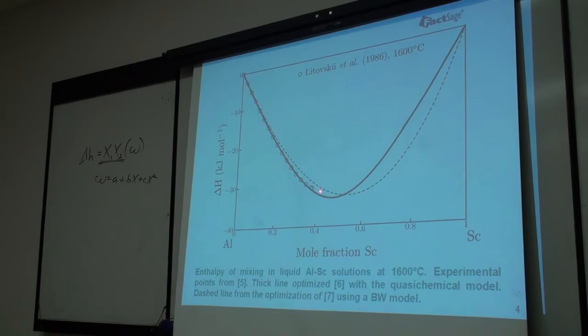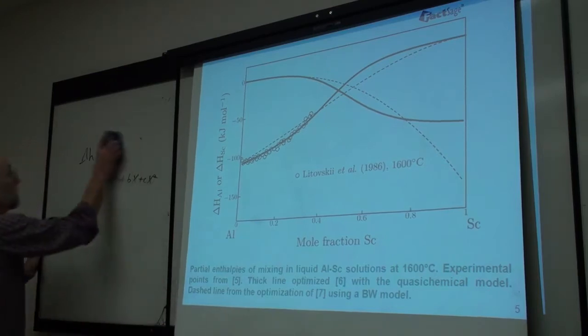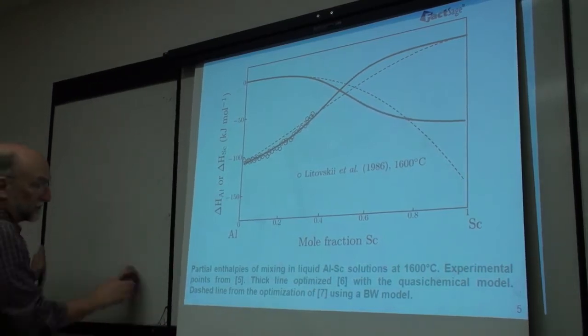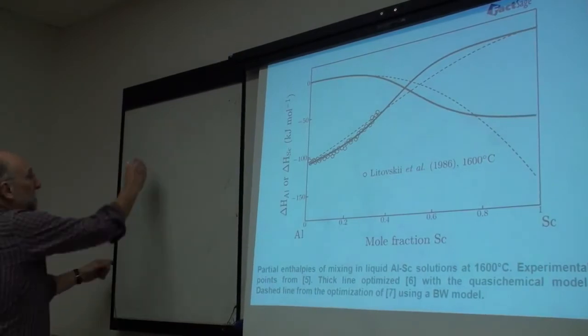Now this is not as short-range ordered as the aluminum calcium. You can see the data are more rounded, but clearly you still can't get such a good fit. But let's look at some of the other things. This is typical, that was your integral property, but what does the partial property look like? You can see this a little bit better with the partial property.